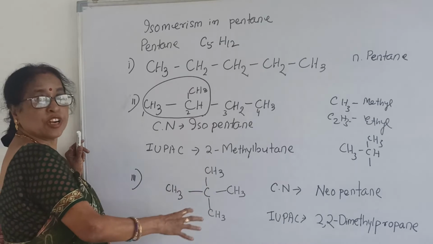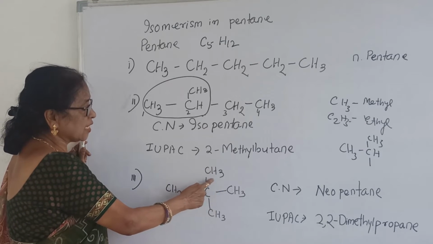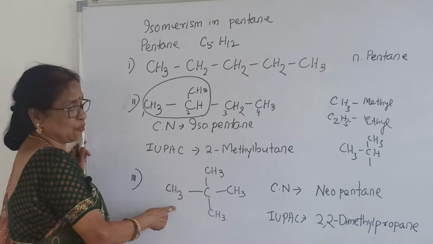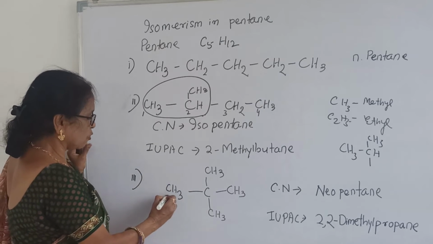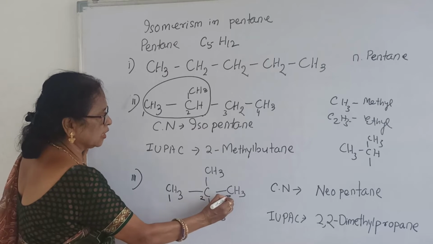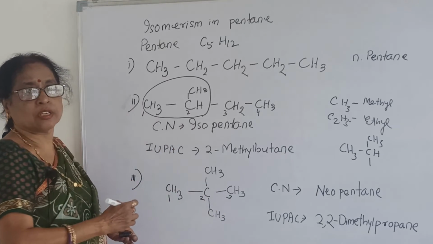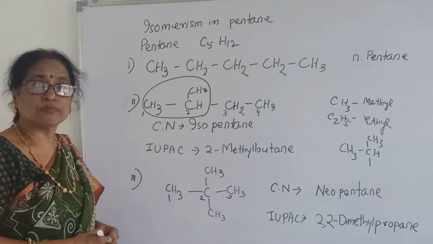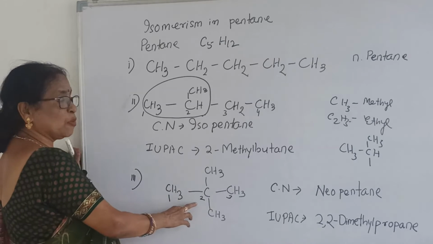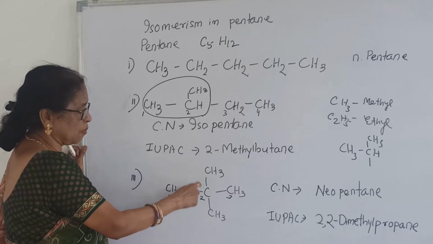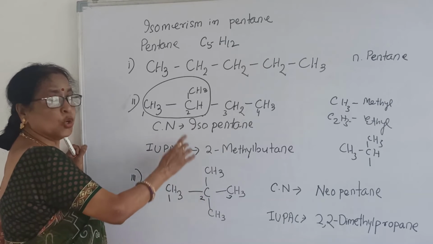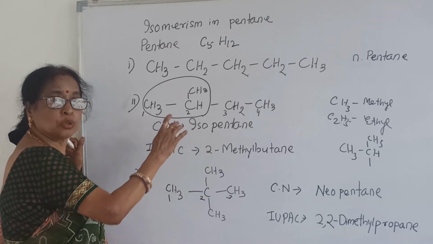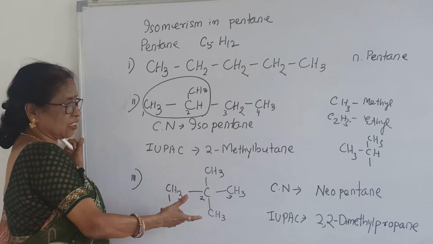Neopentane. Neo means rounded. So here CH3, CH3, CH3, CH3. Here, what is the IUPAC name? Now you can write 1, 2, 3. In 2 position there are 2 methyl groups. See, remember, in 2 position there are 2 methyl groups, above and below. So what is the name? 2,2-dimethyl.